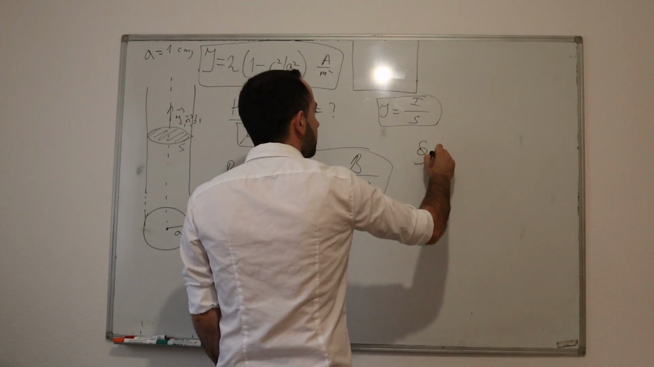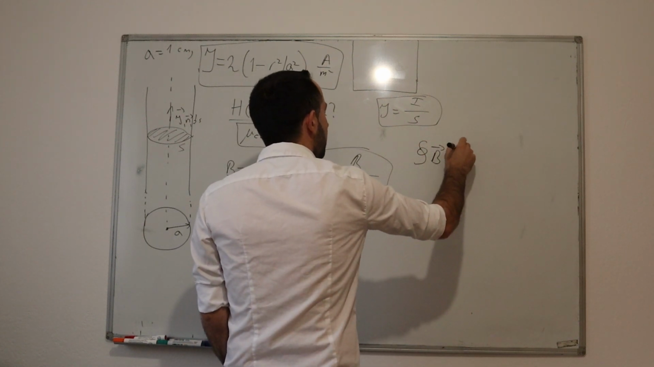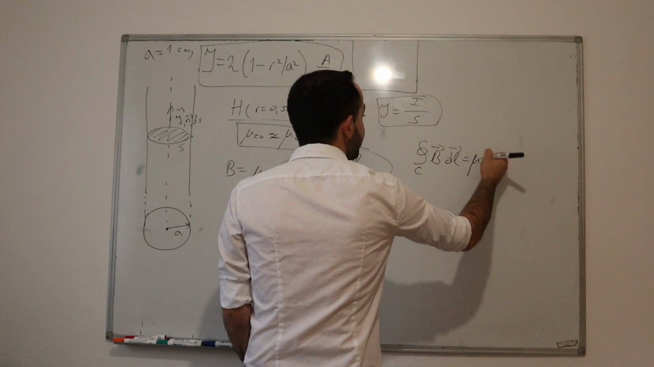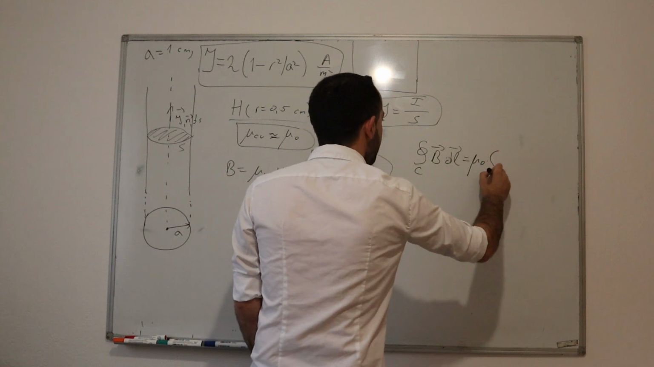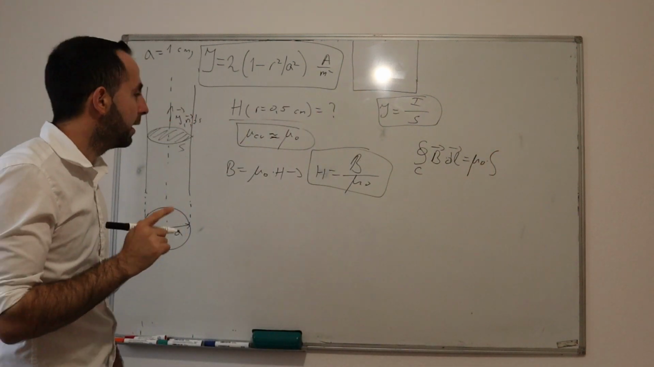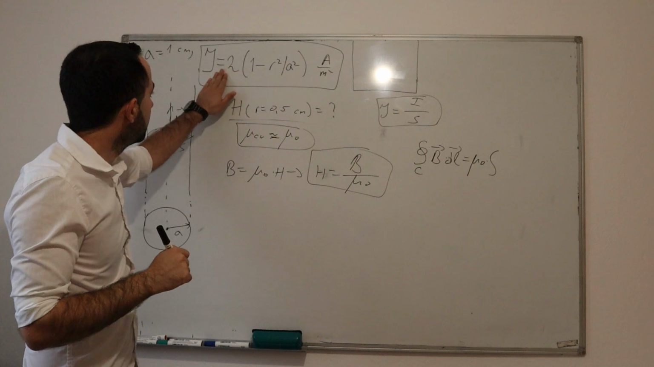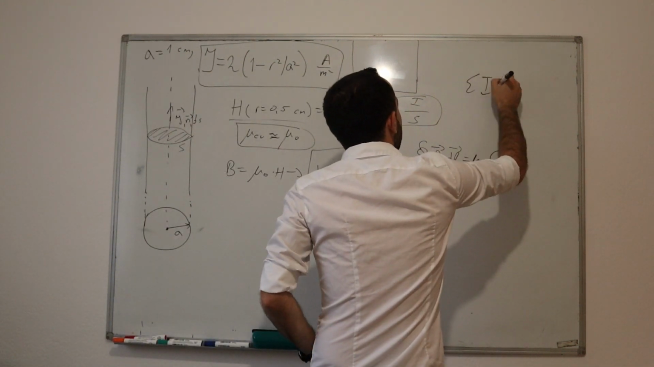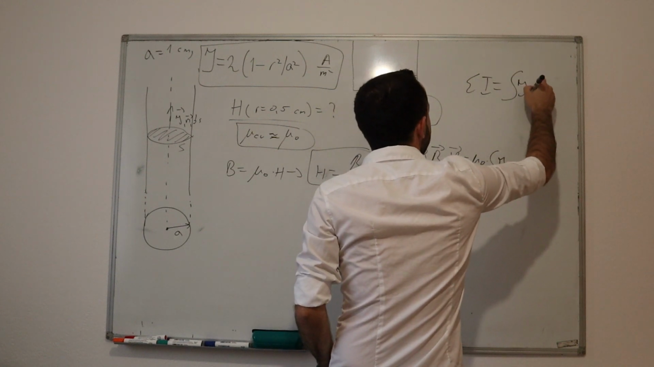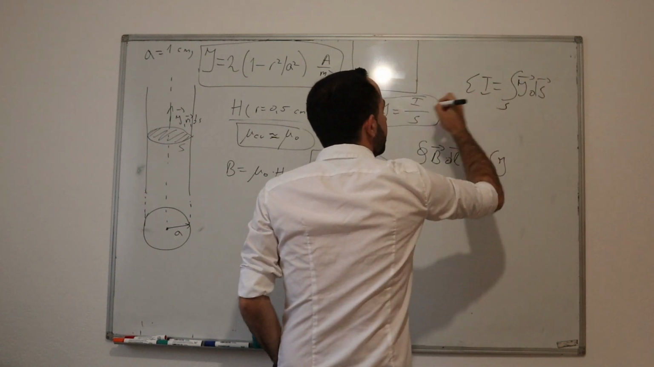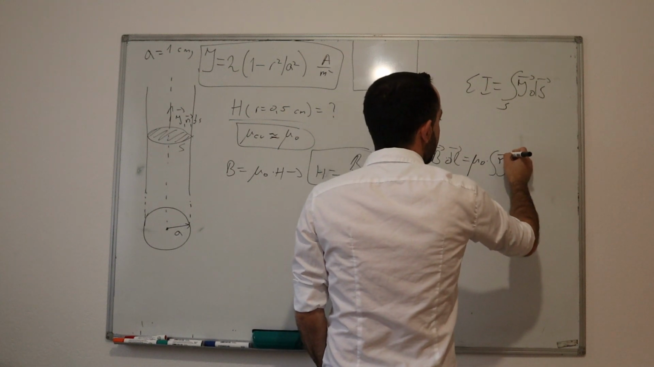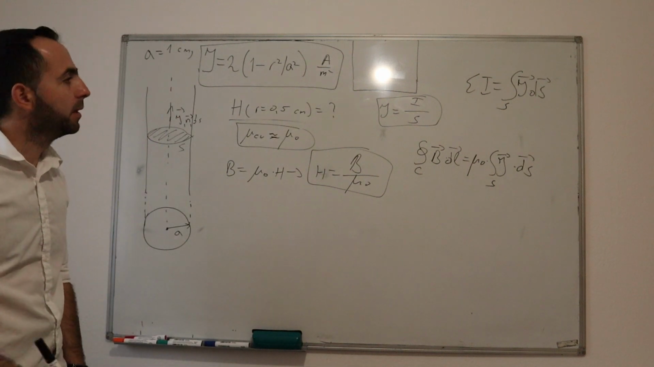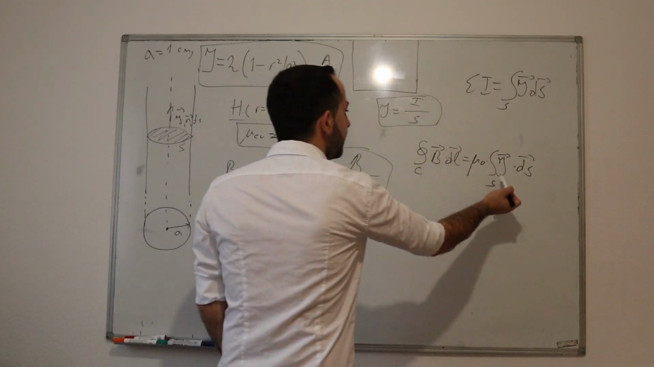We know that the integral of B dot dl over a closed contour is equal to μ0 times the sum of all currents. But here we cannot use a constant current, because it is not constant. We must use the formula that the current is calculated as the integral of the current density J over some surface S, because now our current density changes.